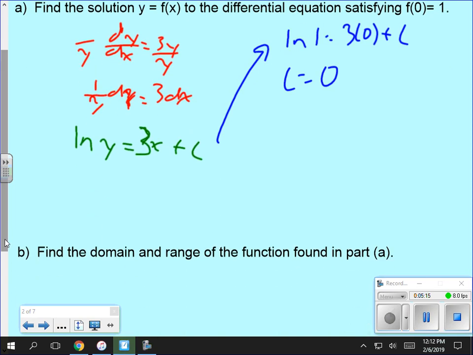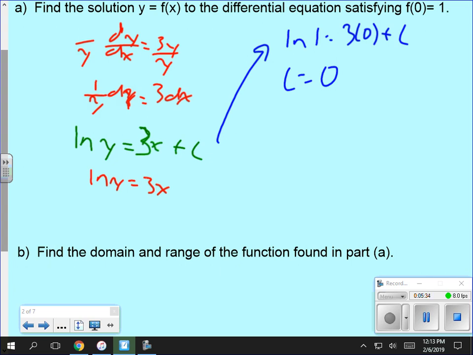So this is now 0. I have the natural log of y is equal to 3x. But here's my problem. What do I want to do? I want to find the solution y equals. I don't have y equals. I have the natural log of y equals. So what do I need to do?